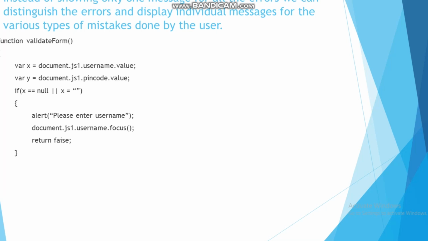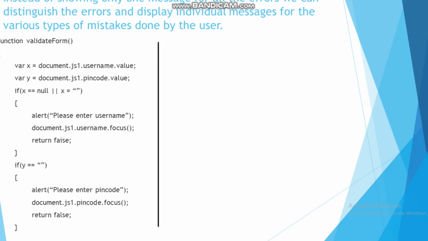Now the pin code that we have to use. If y == "", it means the user has not typed a pin code, the pin code field has been kept empty, then it will display the alert, please enter pin code. It means please type something here. Then again the focus function is there, and the return false statement is there.